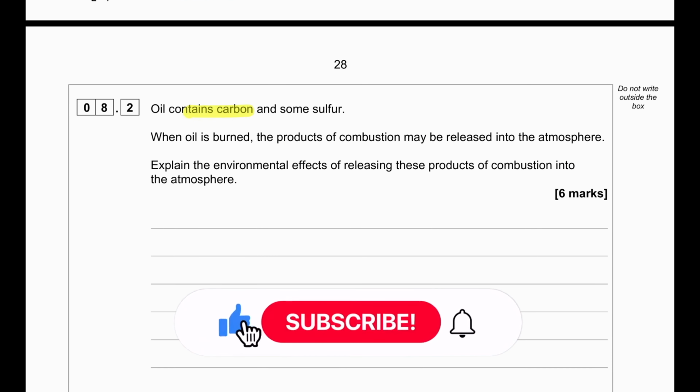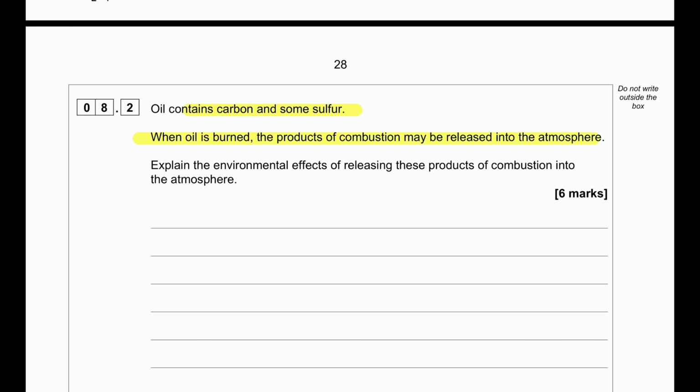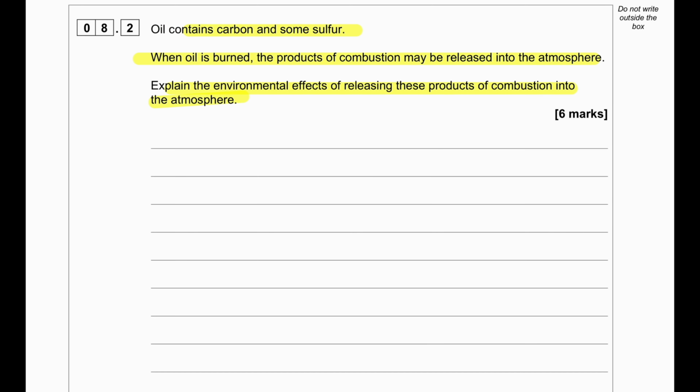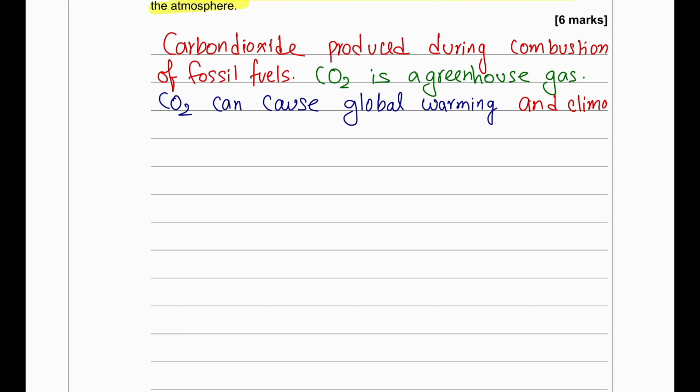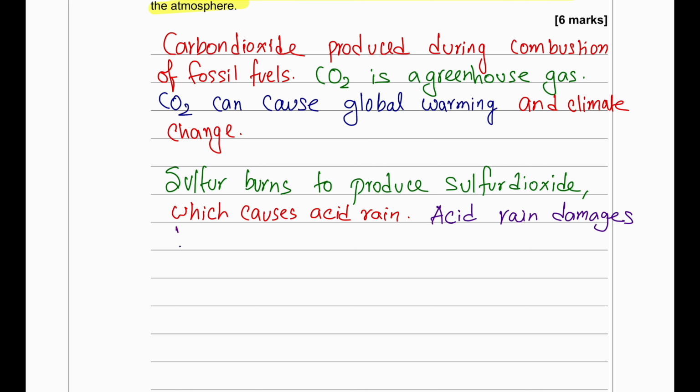Oil contains carbon and some sulfur. When oil is burned, the product of combustion may be released into the atmosphere. Explain the environmental effects of releasing the products of combustion into the atmosphere. When oil is burned, carbon dioxide is produced, which is a greenhouse gas. Therefore, the surface temperature of the earth increases, which leads to global warming and can change climate. When sulfur is burned, it produces sulfur dioxide, which causes acid rain, and the acid rain can bring about damage to buildings, statues. It can damage trees, aquatic animals, and respiratory problems can occur in humans.